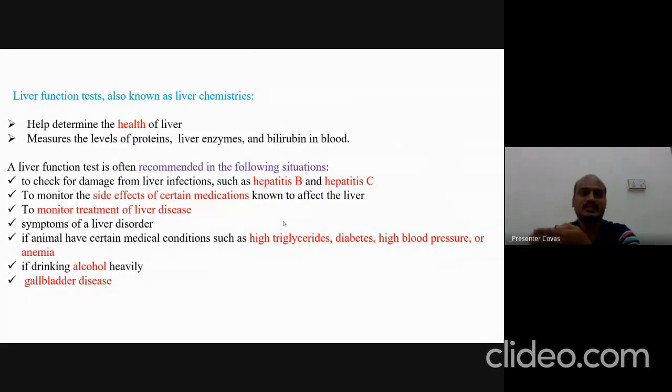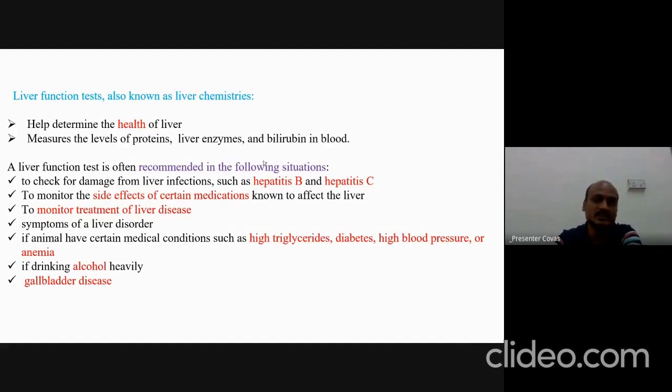For example, bilirubin: we have red blood cells in our blood, right? Every 120 days, these red blood cells die. In the spleen and reticuloendothelial system, they will be broken down into the heme compartment and globin compartment, and this heme will be converted into bilirubin. So this we will be discussing in detail in the further slides.